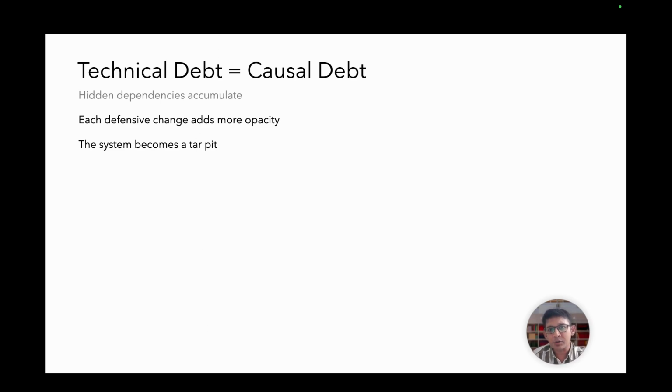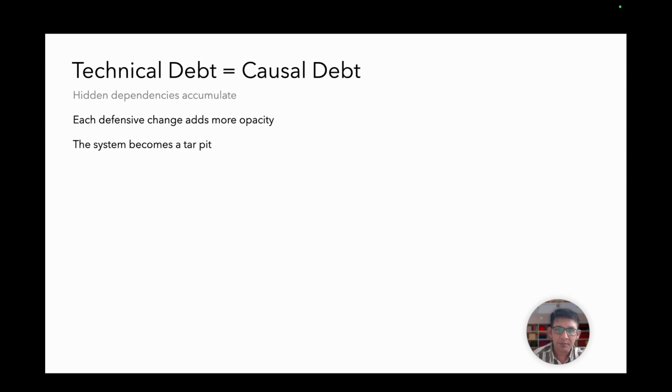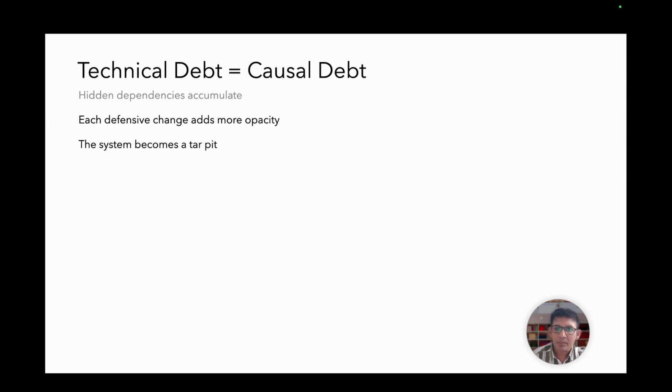Now, causal debt compounds. When you can't reason about a system, you make defensive changes. You add workarounds instead of fixes. You duplicate logic instead of refactoring because you are afraid to touch the original. Each defensive change adds more opacity. But the cost isn't just velocity, it's cognitive load.